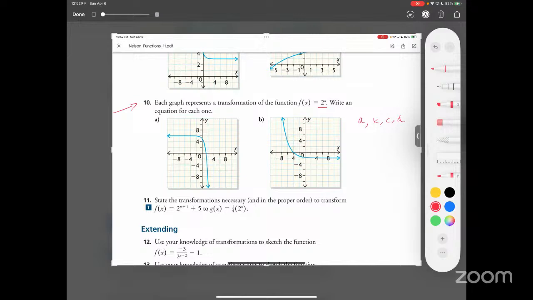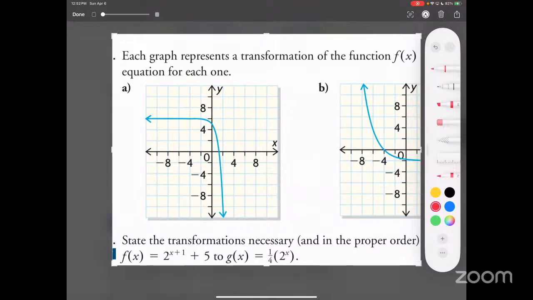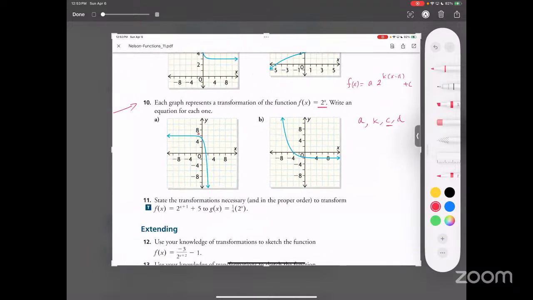So let's ask, what do you think the value of c is? Because the way the function transforms is y = a times 2 to the power of k(x - d) + c. What is the value of c going to be? This is 8, this is 4, this is 6, isn't it? Are you following that? Can I say c must be 6?